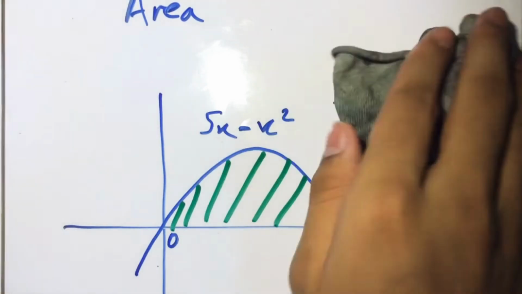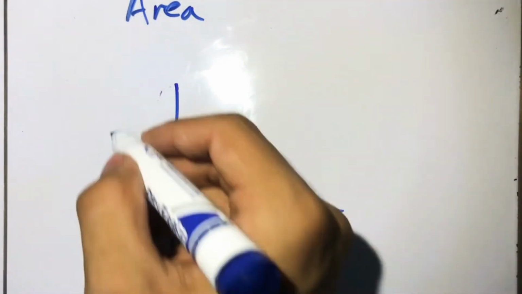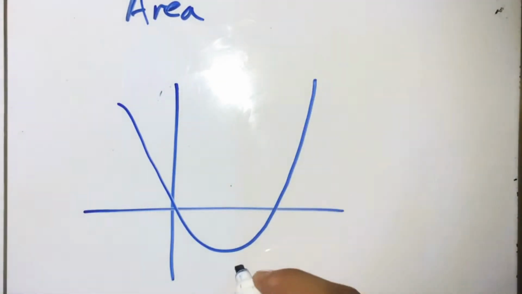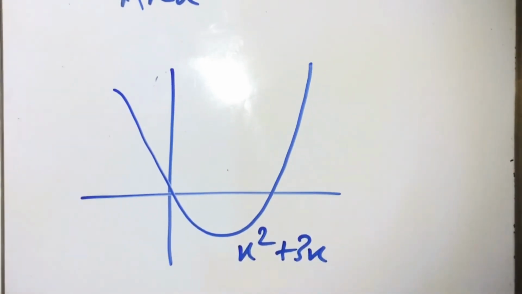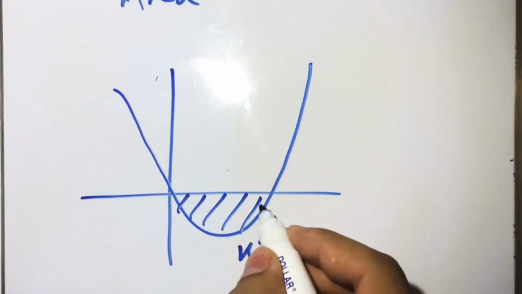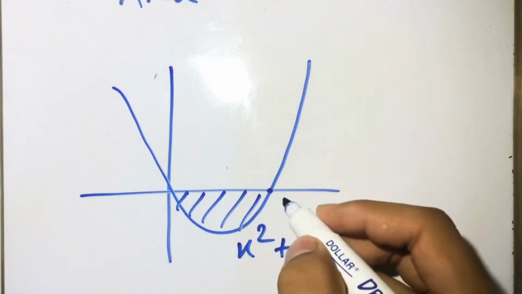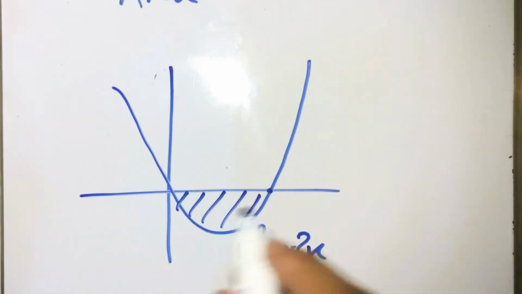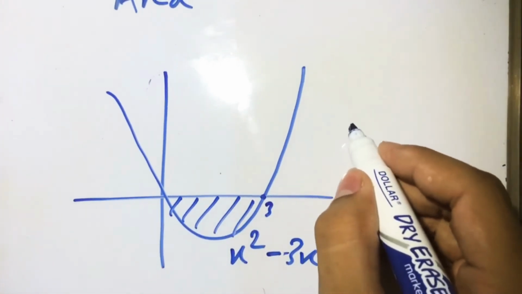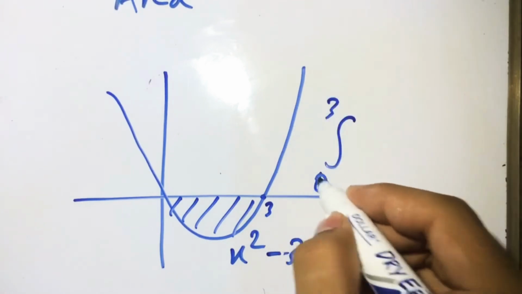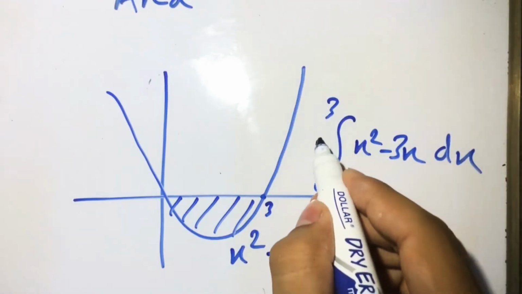However, if we have this curve and we need to find this area, in this case what we'll do is we'll first find the x-intercepts by equating this with 0. This will be 3, this will be 0, and we'll integrate the curve from 3 till 0, but because it's below the x-axis we'll put a minus sign before it.